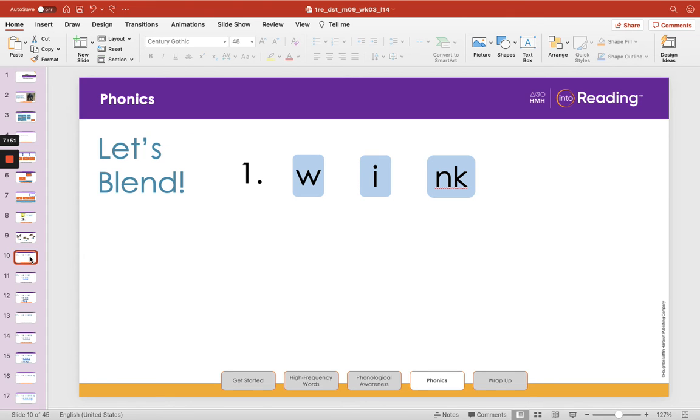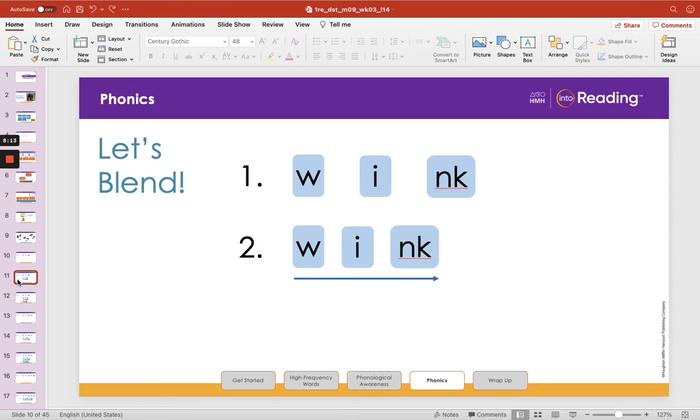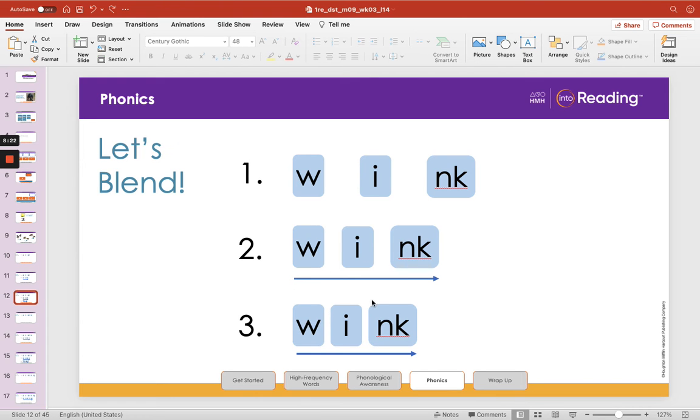So let's practice a little bit of blending. We'll blend the words without and with word endings. First we're going to blend the letters in line 1 to read a word. Say the letters and sounds with me. W, w, i, i, n, k, nk. And I can blend those in line 2. Wink, wink.